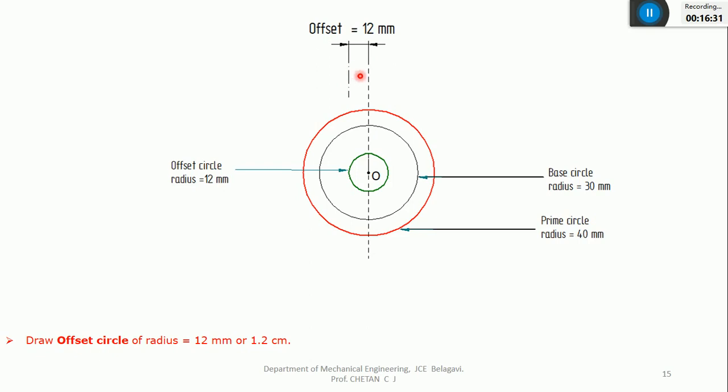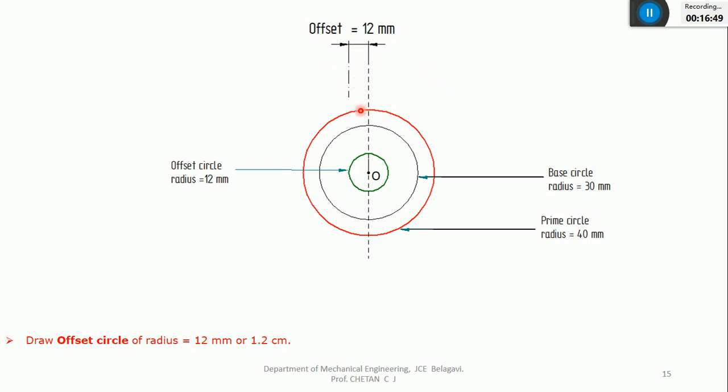Since it is mentioned in the problem, I want the offset towards my left. I'll draw this follower axis towards my left. In the previous problems, I had taken the axis of the follower towards my right because it was mentioned in the problem that the follower was offset towards right. That is the only difference.